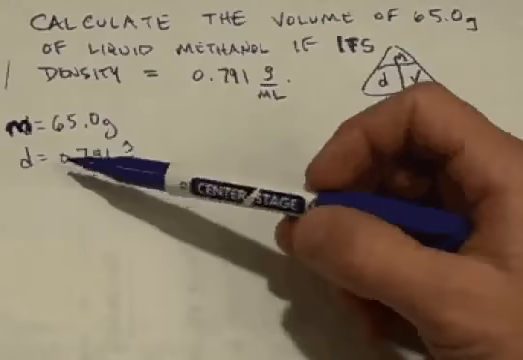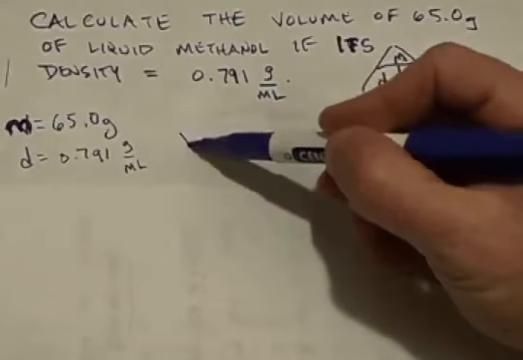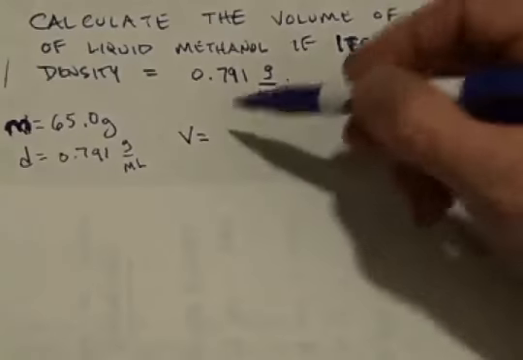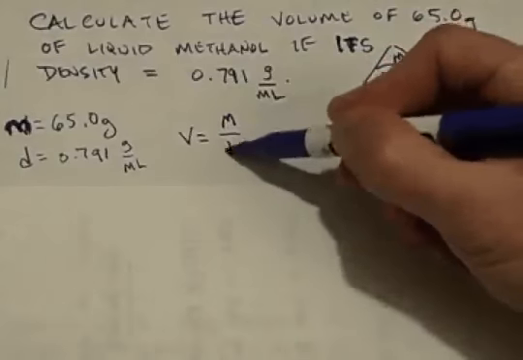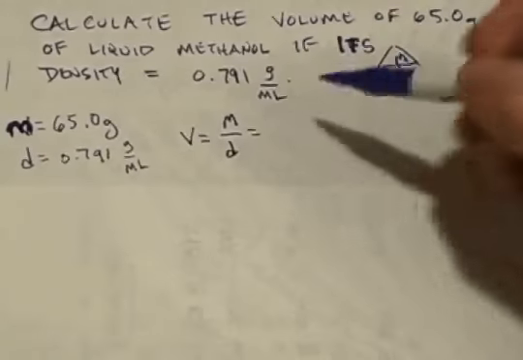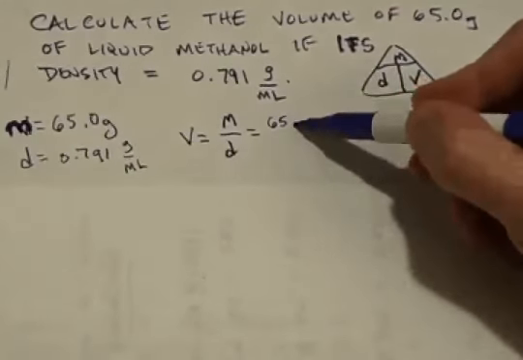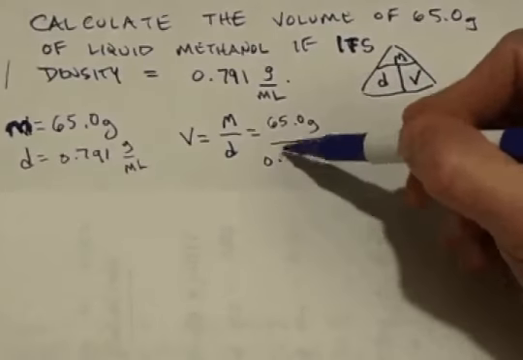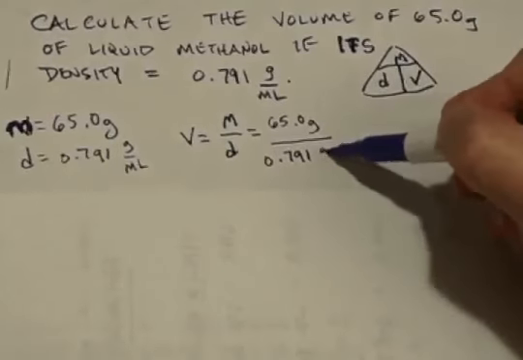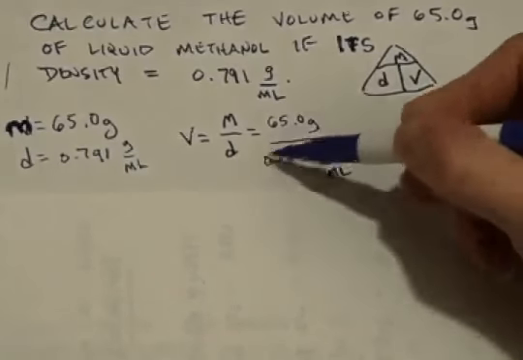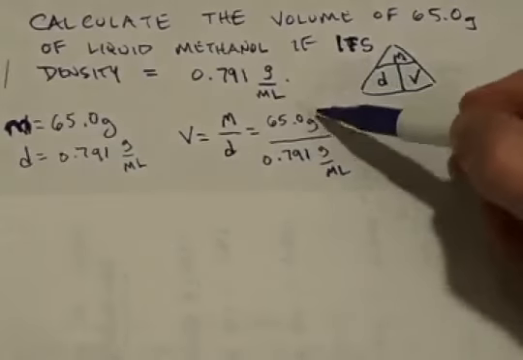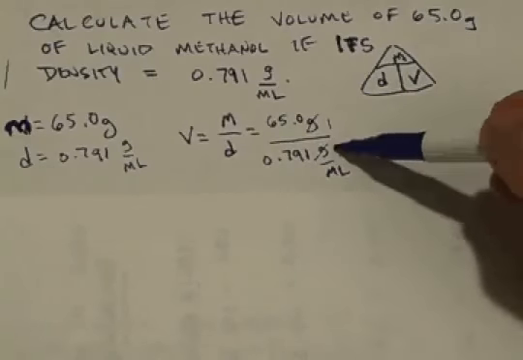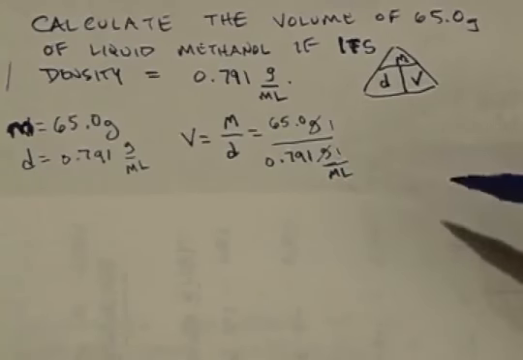So we know the mass and we know the density, and we want to find the volume. So write down the equation as it would be solved. Volume is equal to mass divided by density. Don't fill it in yet. Now take your numbers. Mass is 65.0 grams, and the density is 0.791 grams per milliliter. Make sure you put the 0 in front of the decimal point. The grams cancel with the grams, and I'm actually left with units of 1 over milliliters.